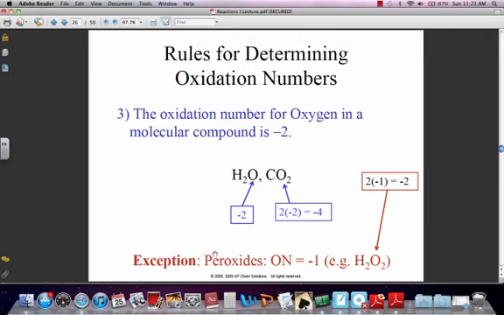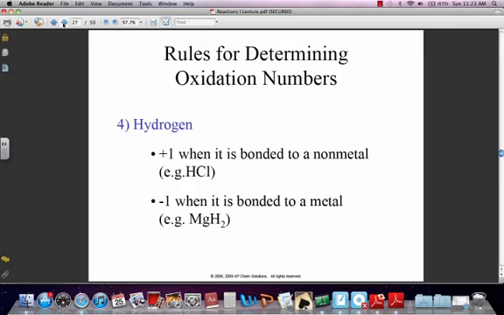There are exceptions, though. Hydrogen will be +1 when it's bonded to a nonmetal, like chlorine. It can be -1 when it's bonded to a metal, like magnesium hydride.